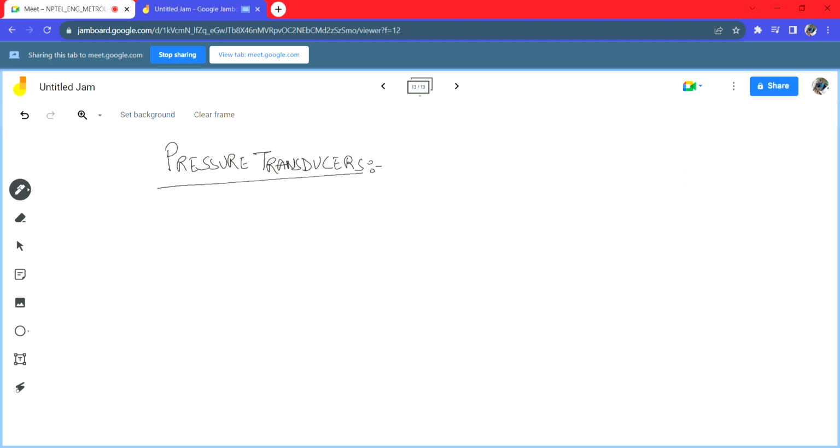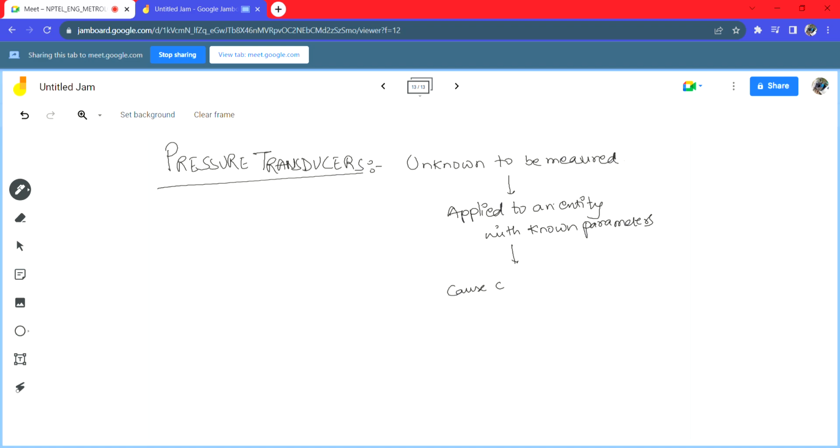And there is an unknown to be measured, and this unknown, when applied to an entity with known parameters, would cause changes in accordance with the quantity of unknown.